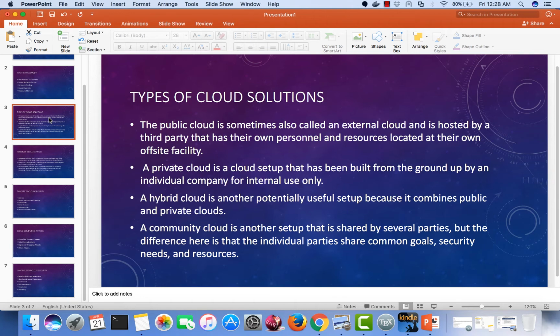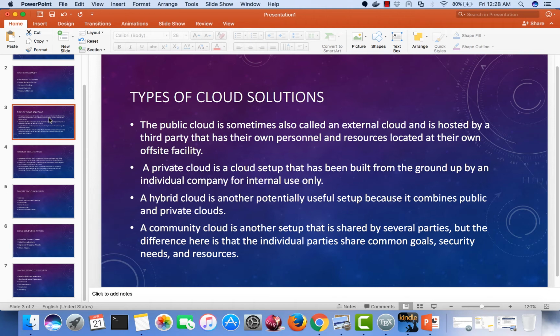Then you have a hybrid, and this is very useful. It combines the public and the private, and so the company might store its sensitive information on the private side of things, while scaling some additional space and capability with the public cloud. So that's how the hybrid works.